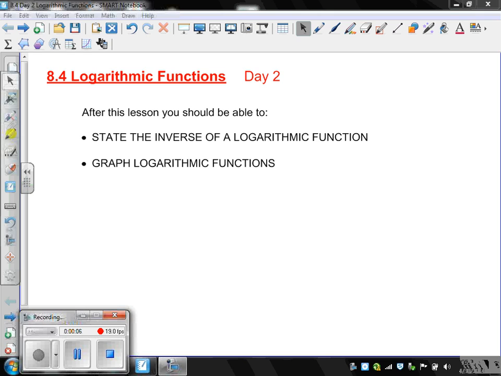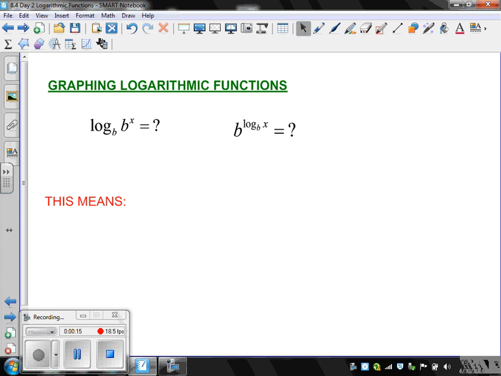After today, you should be able to state the inverse of a logarithmic function, and we want to be able to graph a logarithmic function. So hopefully we should be able to do that after our lesson today.